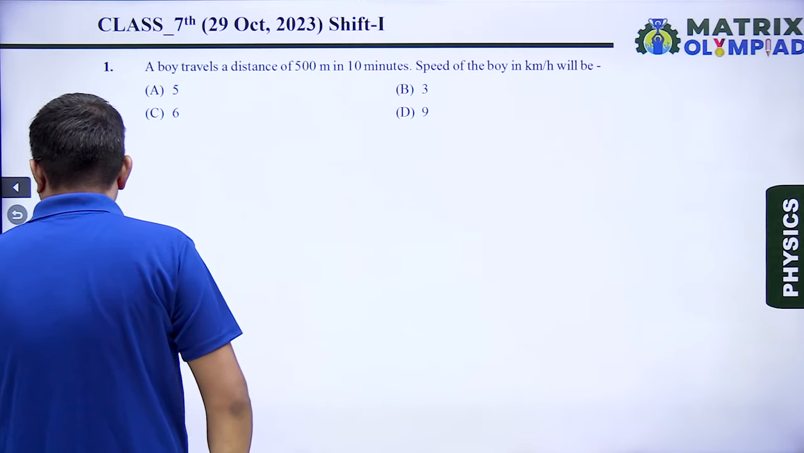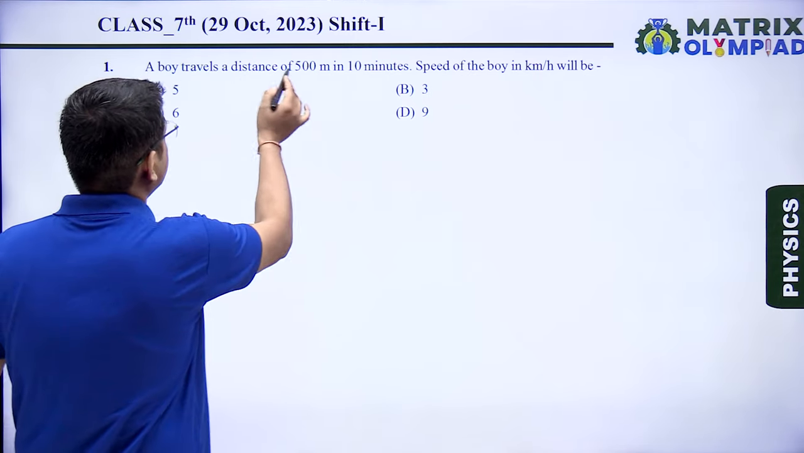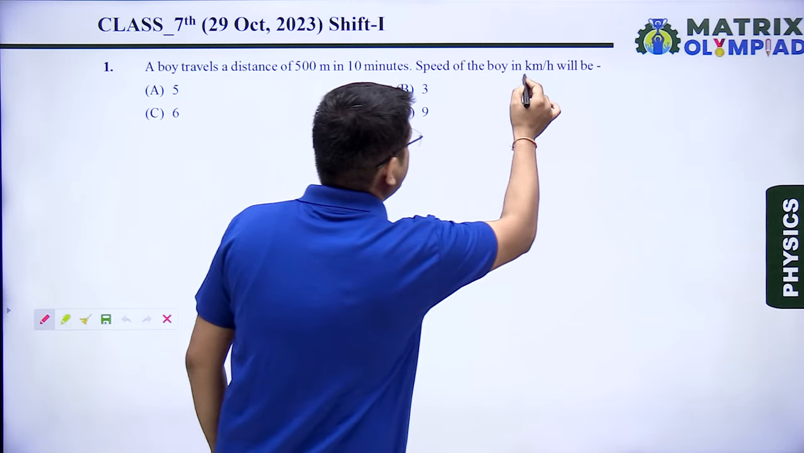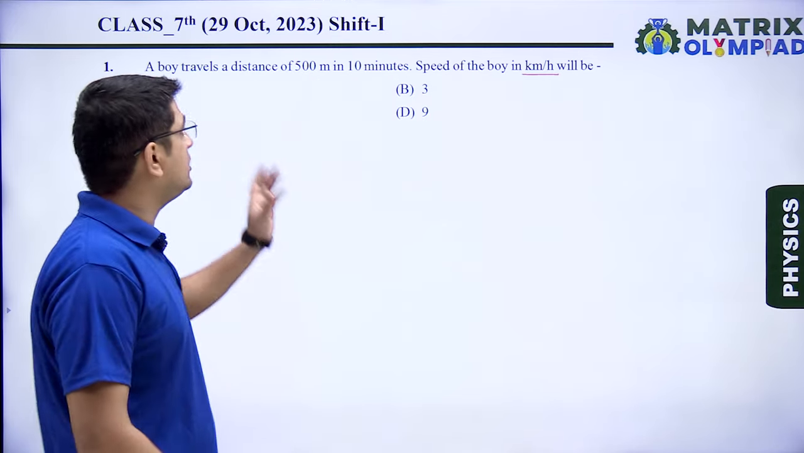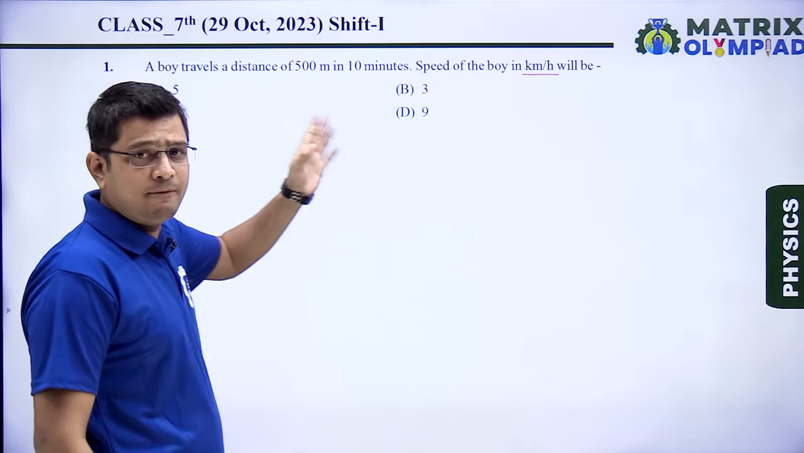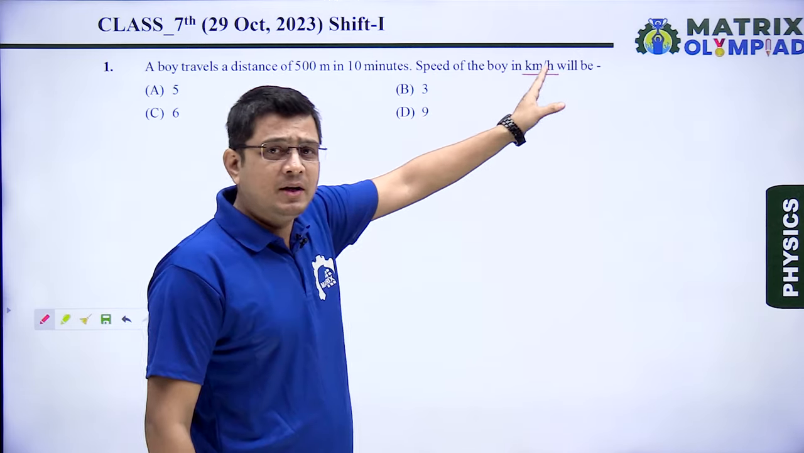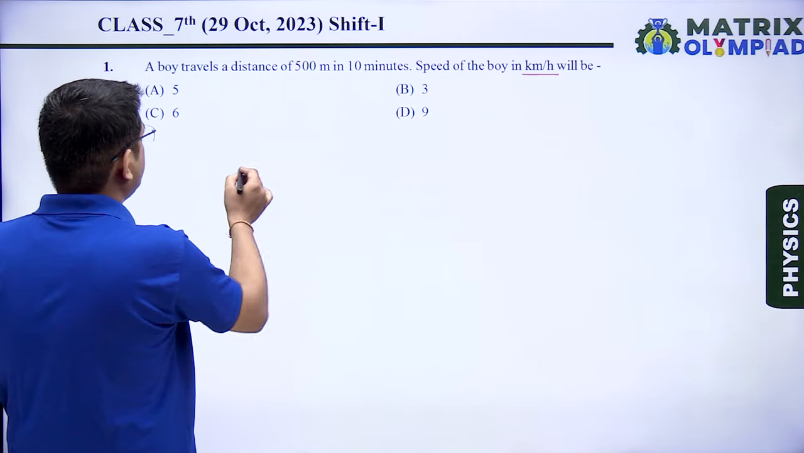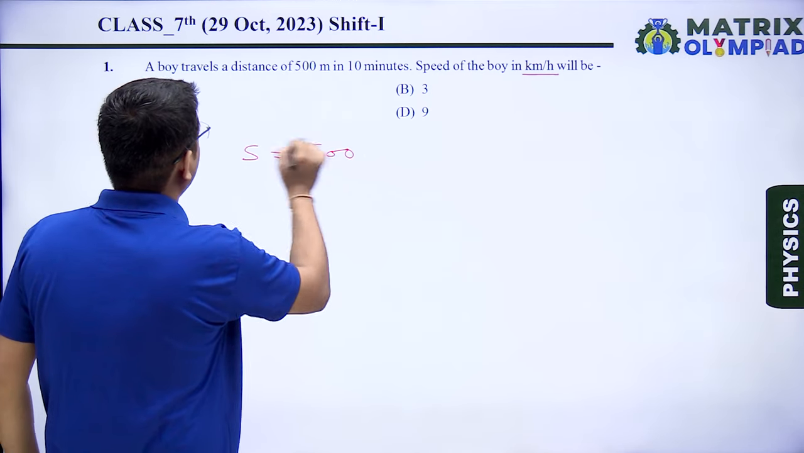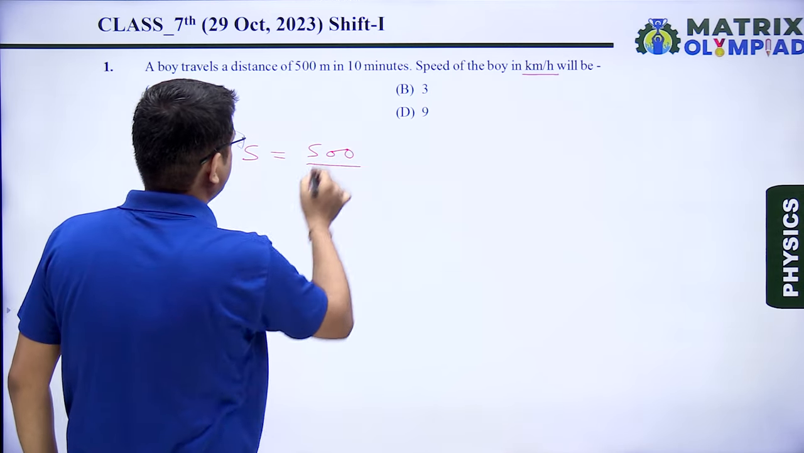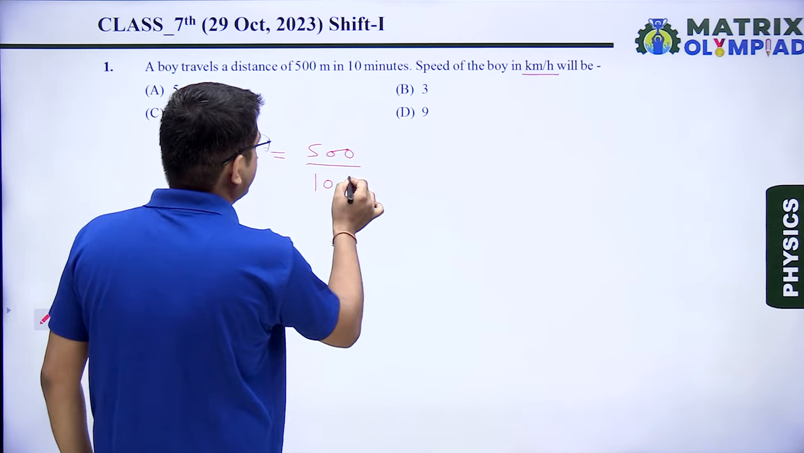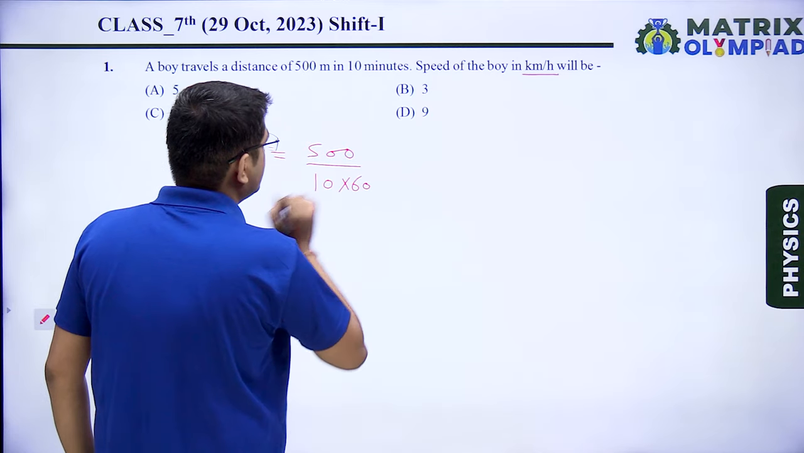So our question number first is, a boy travels distance of 500 meter in 10 minutes, speed of boy in kilometer per hour. So we have to convert the speed. First of all, we will find a speed and then we have to convert it into kilometer per hour. So we know that speed is given by distance upon time. So distance is 500 and time is 10 minutes. I am converting this 10 minutes into seconds. So I have to multiply this by 60.